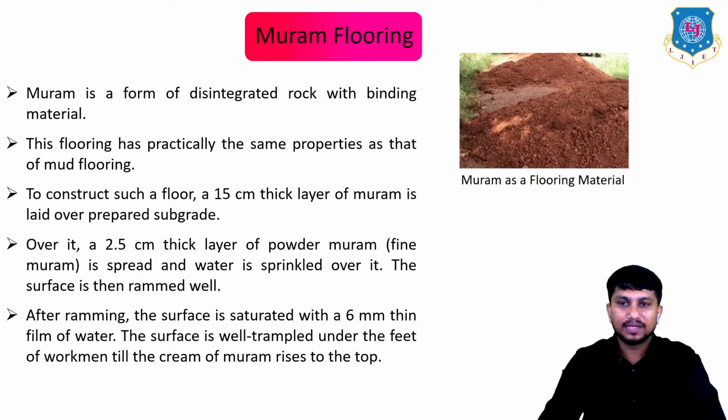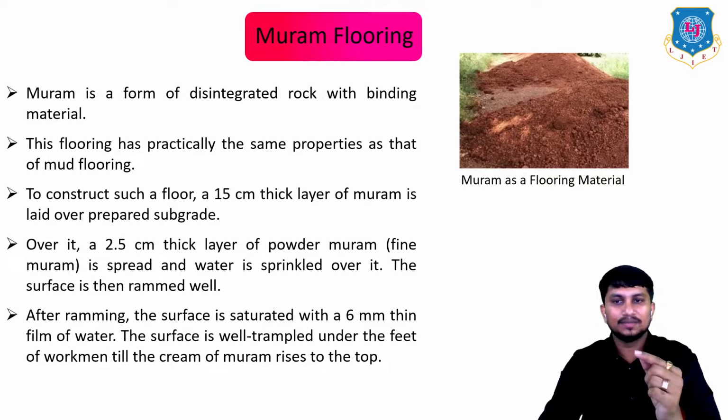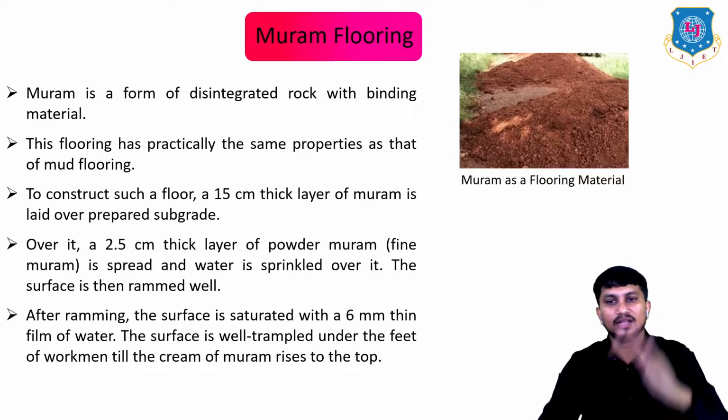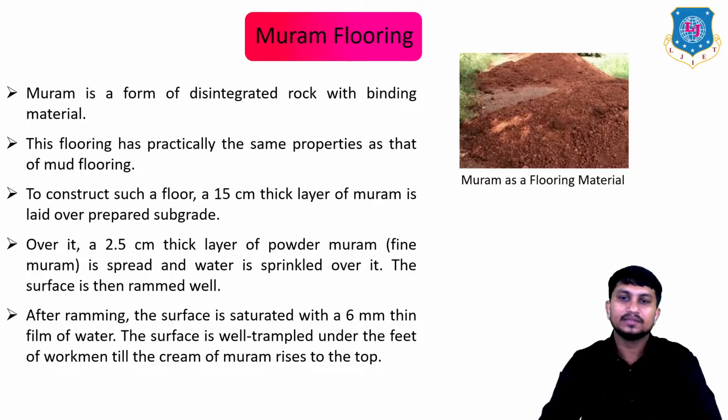Okay. After that, 2.5 centimeter thick layer of powder muram, okay, or you can say fine muram, is sprayed and water is sprinkled over it. The surface is then rammed well. Okay. After ramming, the surface is saturated with 6 mm thin film of water. Okay. The surface is well trampled under the feet of workmen till the cream of muram rise to the top.